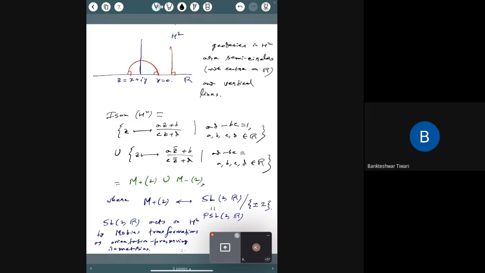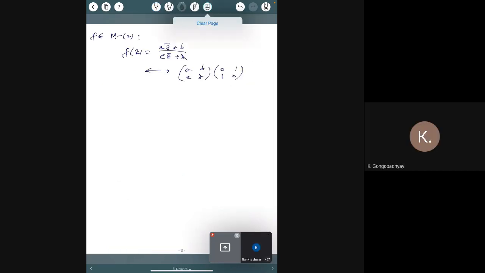So if A upon D has the same sign, this Z goes to Z bar plus something. It is not actually a map from H2 to H2. So it is minus 1.